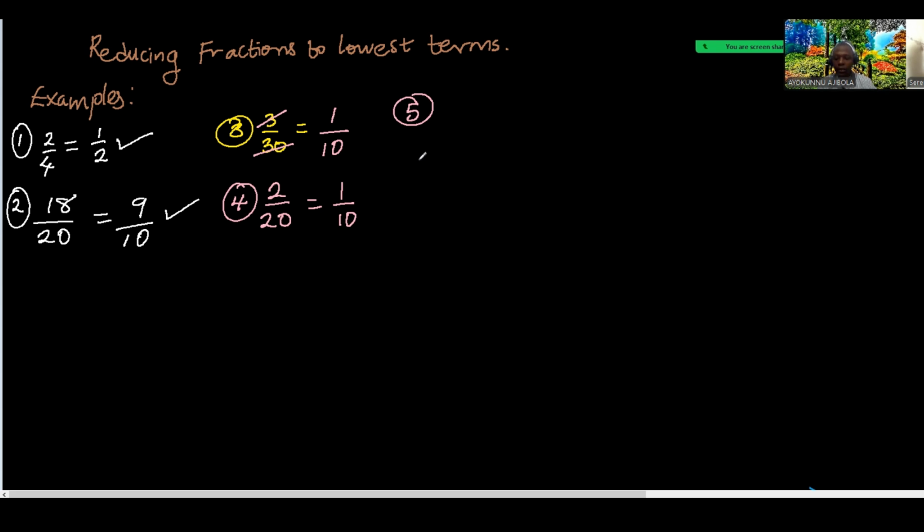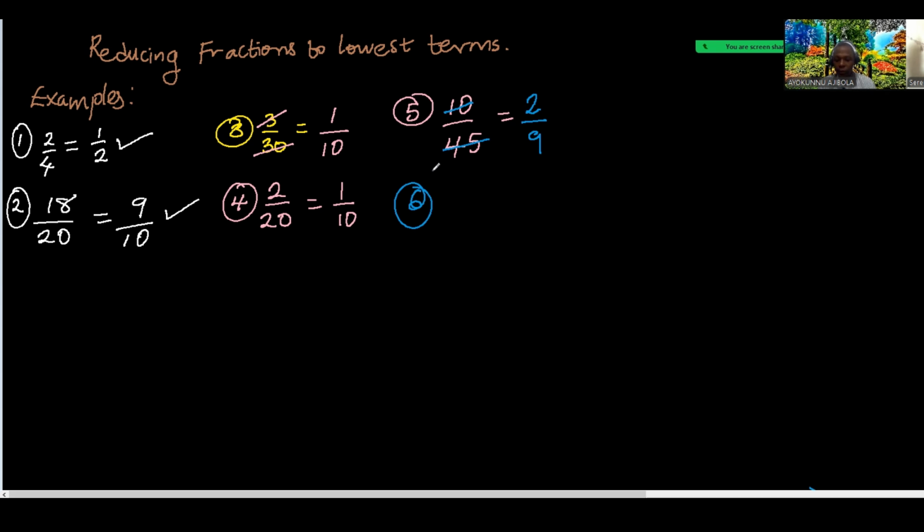Now let's check another one, like 10/45. We can't use 2 because 45 is not an even number. So we can use 5. How many 5 is in 10? That's 2. Then how many 5 is in 45? Should be 9. Is that clear? Good.